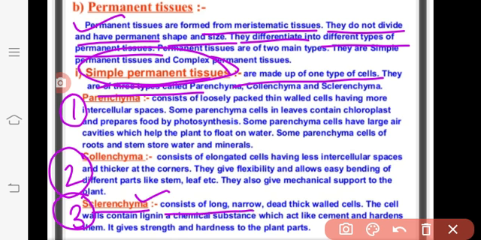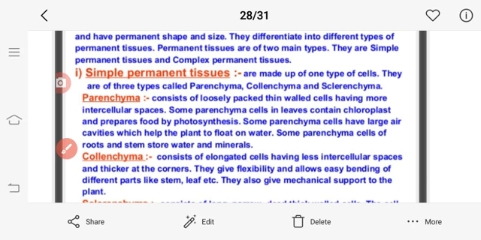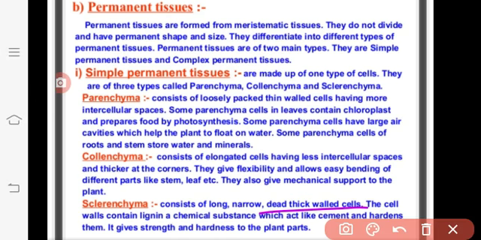It consists of long, narrow, dead, thick-walled cells. The cell wall contains lignin as a chemical substance which acts like a cement and hardens them. It gives strength and hardness to the plant part.